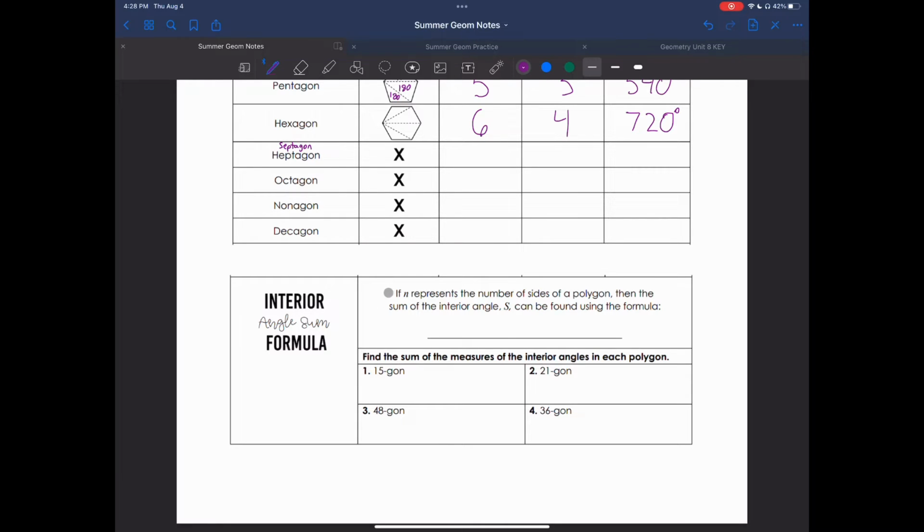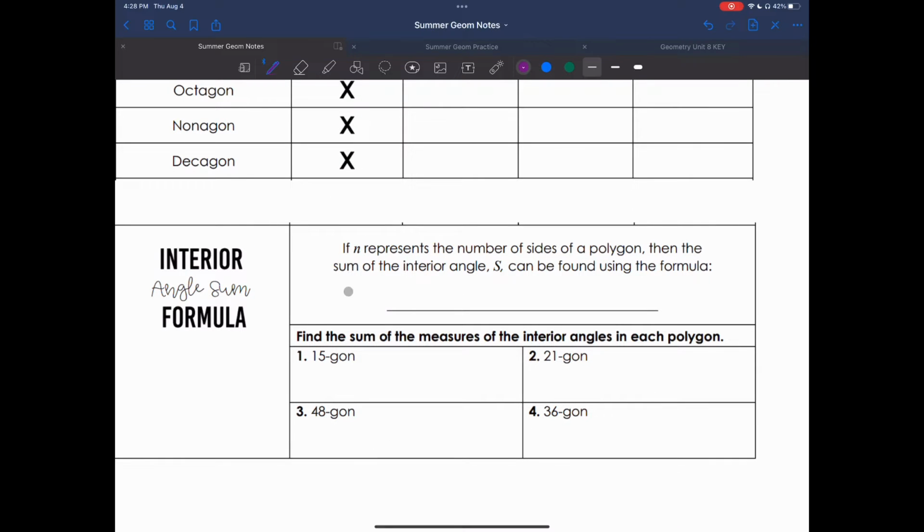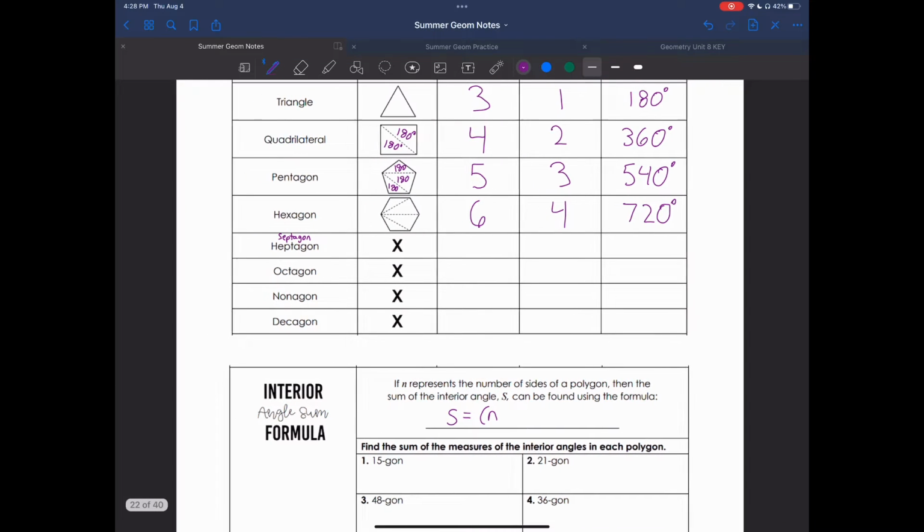Now it says if n represents the number of sides of a polygon, then the sum of the interior angles, let's put S equals the total sum, can be found using the formula. So the formula is you take the number of sides of the polygon, I'm going to put it in parentheses, and take a look up here at what happens.